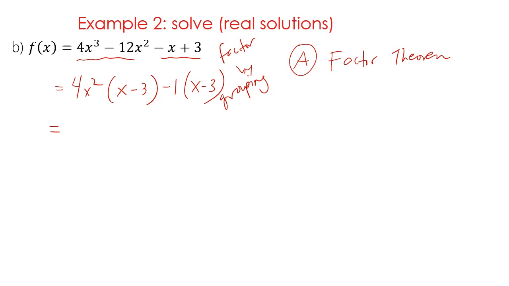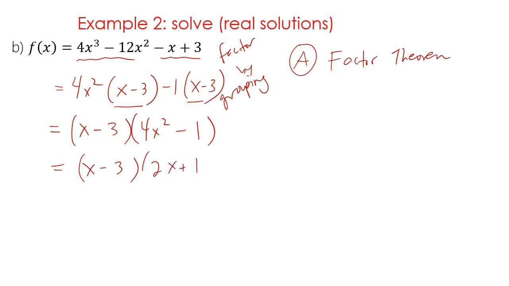What's common to both of those terms? The x minus 3. So you common factor that out, and that leaves you with 4x squared minus 1. Now we're still not done because that's a difference of squares: 2x plus 1, 2x minus 1.